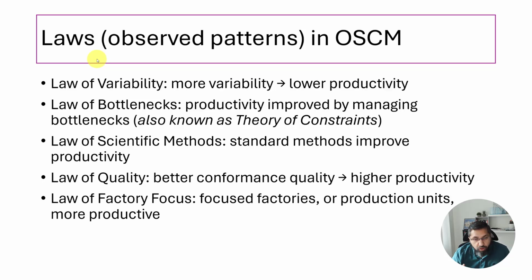And then the law of factory focus: factories or units within factories which are focused on one type of product, one type of process, are going to do better than something that tries to be everything at the same time. Which kind of is an extension of the law of variability, because if you don't have focus, you have more variability. So I think the first and the fifth laws are kind of two sides of the same coin almost, just at different levels, because factory focus is the level of a production unit. The law of variability can apply at any level within a factory, at a desk, at a production station, and this is at the level of the factory.